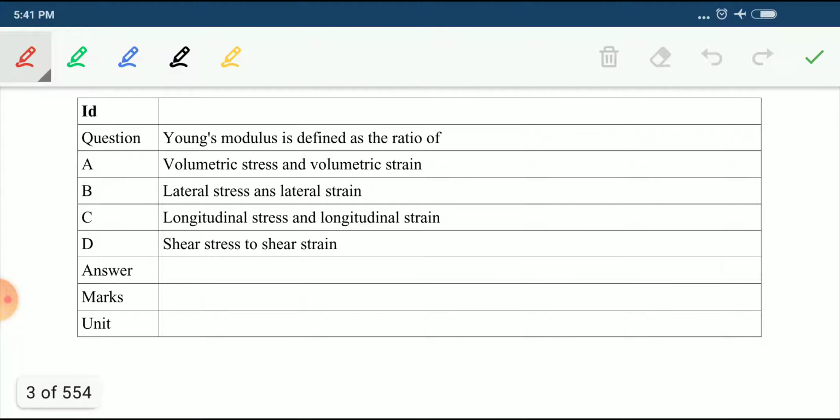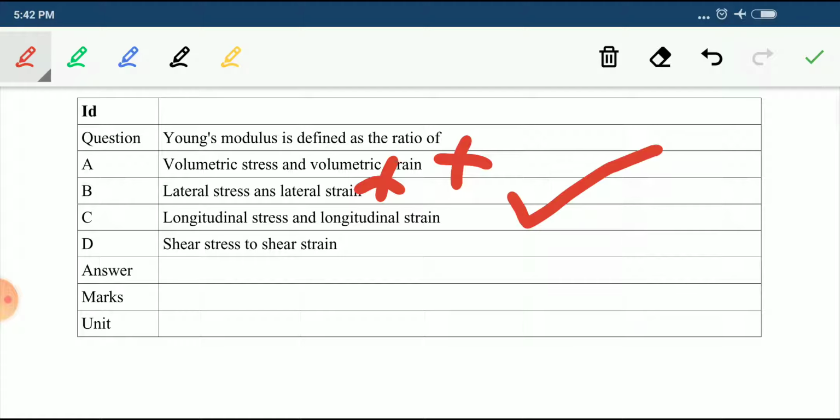Young's modulus is defined as the ratio of. What do you mean by Young's modulus? Volumetric stress by volumetric strain? No. Lateral stress by lateral strain? No. Longitudinal stress by longitudinal strain? Yes, this is the right answer. And shear stress by shear strain? This is also a wrong answer.